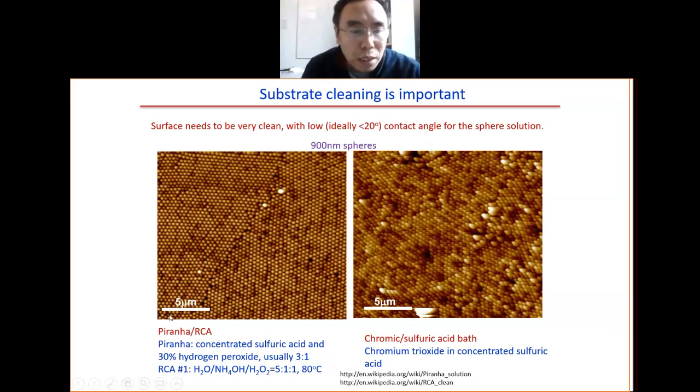So following the piranha, you can also do the RCA cleaner. This one is also very, very strong, with high temperature. It can make the surface really clean and remove all the contaminants. We get nice self-assembly. This is the chromic sulfuric acid, but with this one, the surface is not so clean. You see the self-assembly is not very good.